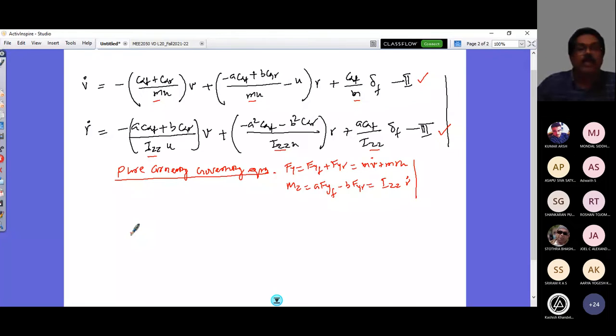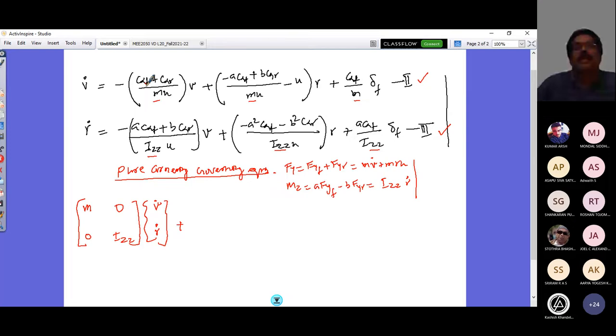So M, 0, 0, I_Z. I'm making it a 2x2 matrix, and I'm just taking this V dot, R dot vector. I'm going to combine these two equations, except the input on one side, the rest on the other side, right? See this minus sign when it has gone that side. First I take M out and take it on this side, and I_Z out and take it on this side. That's how this matrix comes.